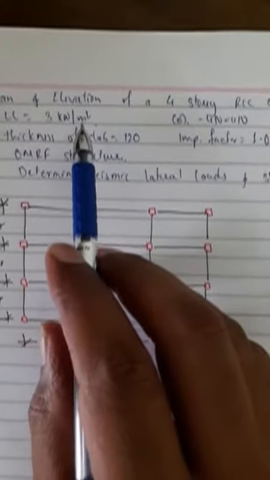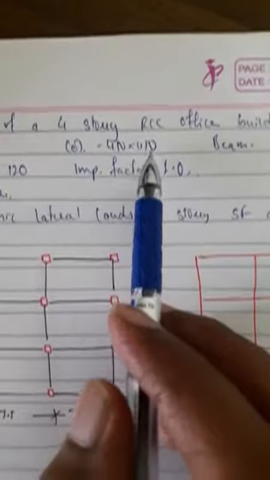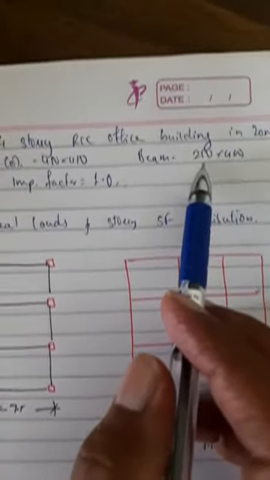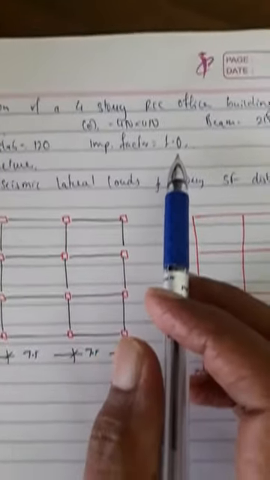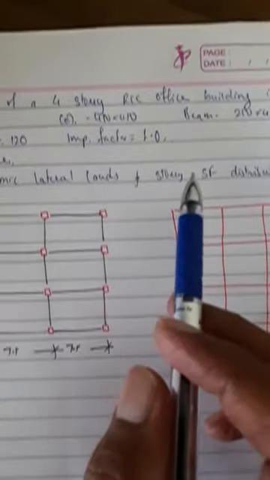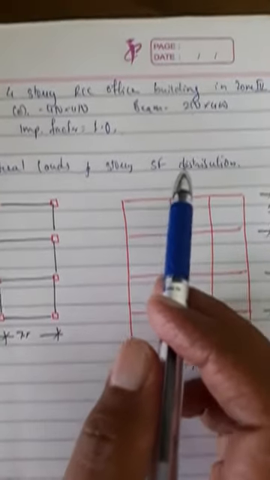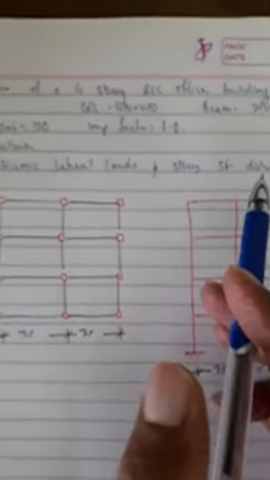Live load is 3 kilonewtons per meter square. Column size is 450 by 450. Beam size is 250 by 400 mm. Thickness of slab 120 mm. Importance factor 1.0. Ordinary moment resisting frame structure, OMRF. Determine seismic lateral loads and story shear force distribution. That is, we have to calculate base shear and its distribution.